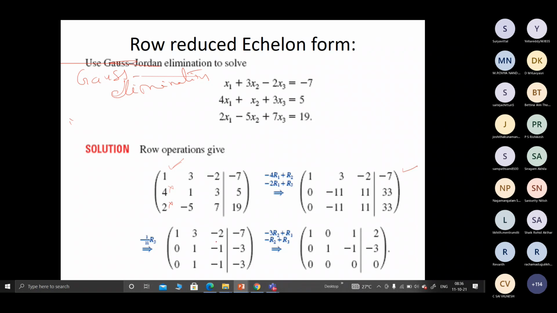Now divide both rows, that is R2 and R3, by -11. This is what you get. Then, with the help of this, make this 0. You don't go for making any changes here. We don't want that operation. That is Gauss-Jordan. We don't want it. You do only this one. So what will happen?